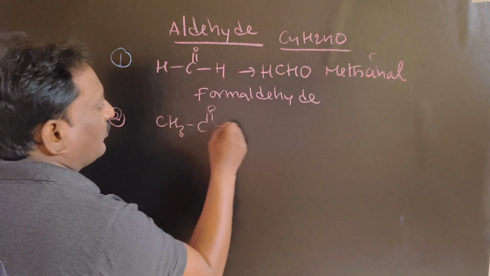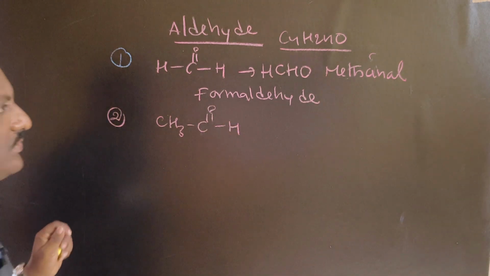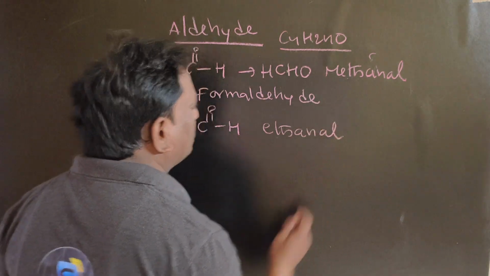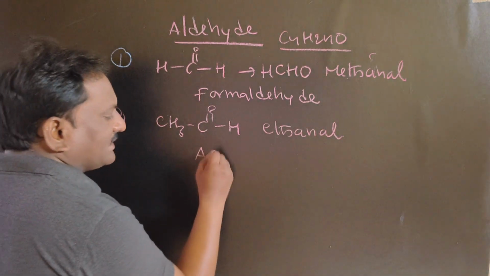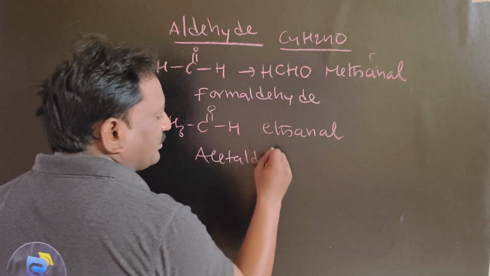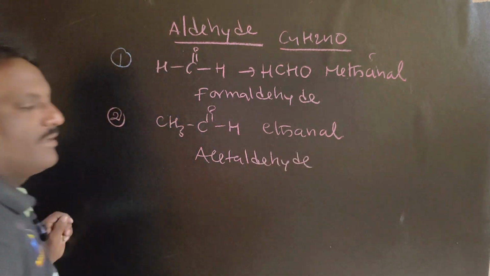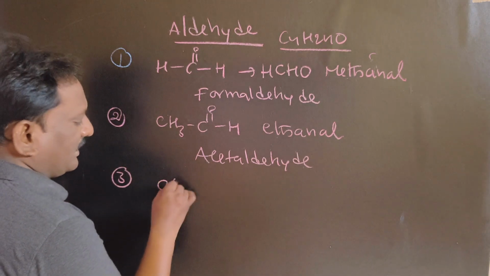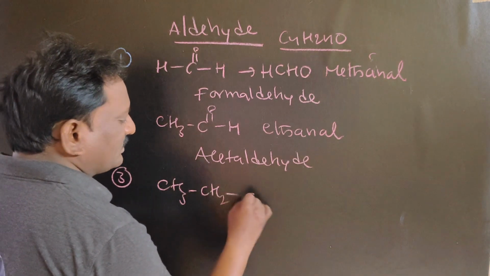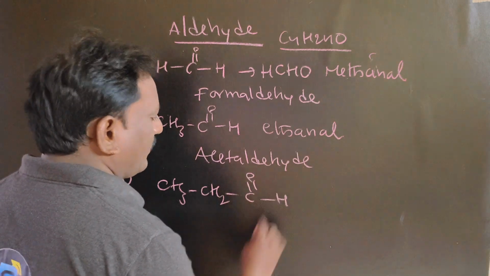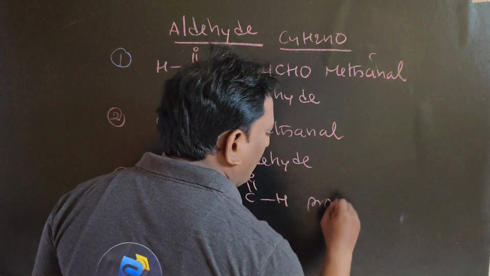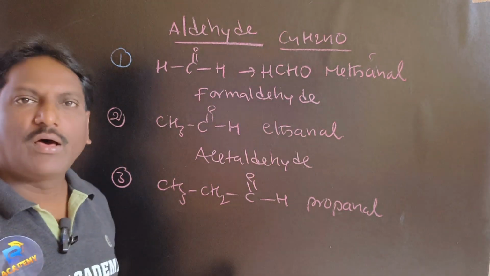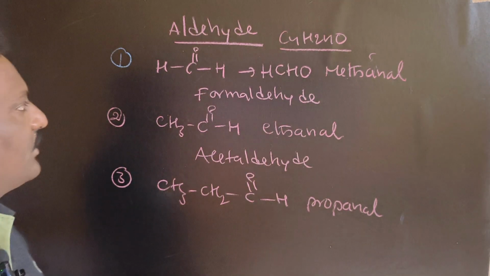Second member, add a CH2 group. This one is CH3 C double bond OH. This one is ethanal. The common name is acetaldehyde. Acetaldehyde. Third one, CH3 CH2 C double bond OH. Propanal. So you can write butanal, pentanal, hexanal, that's up to you.